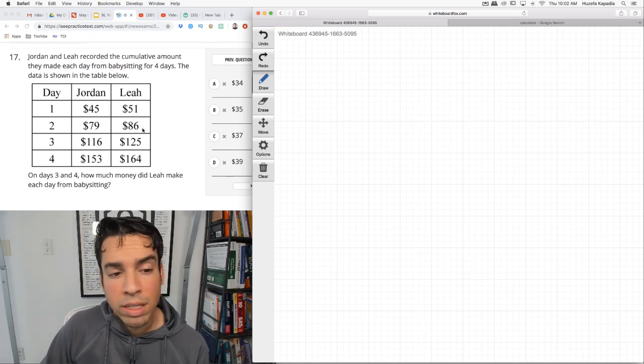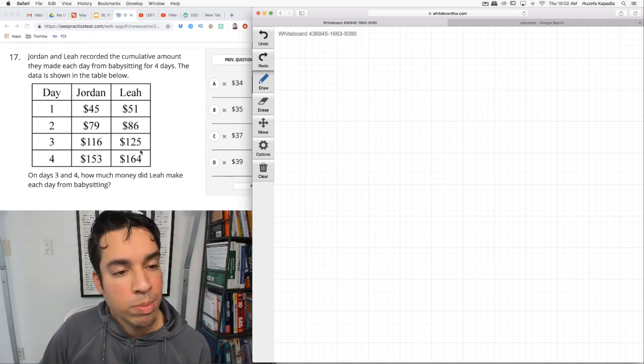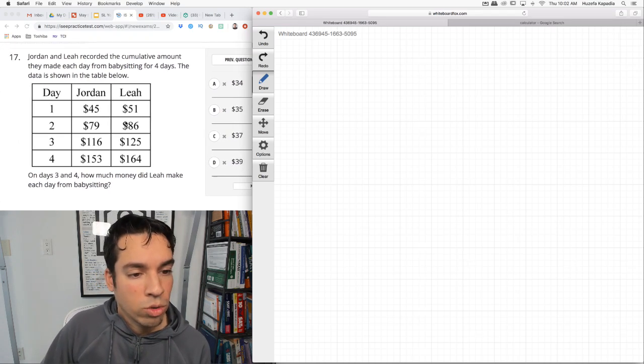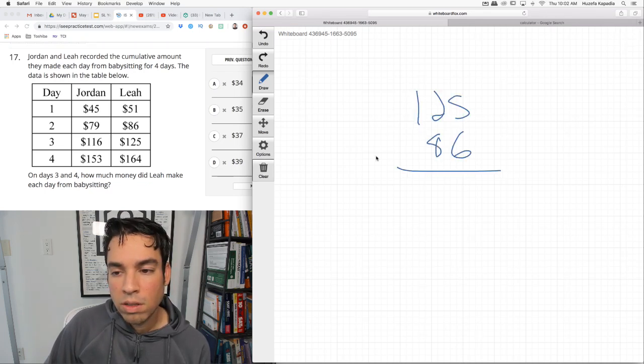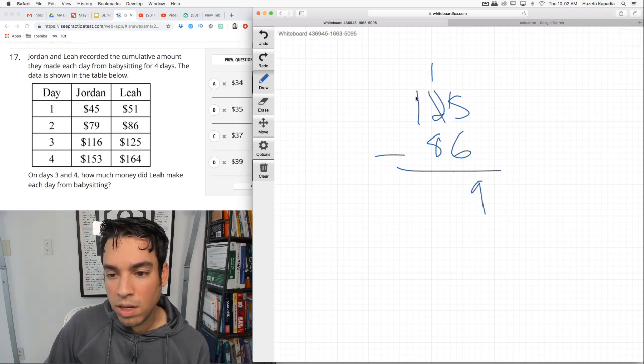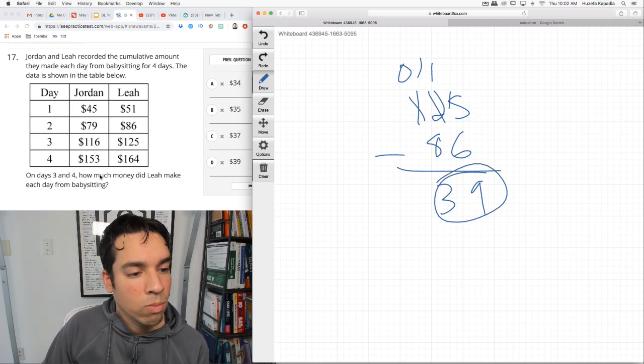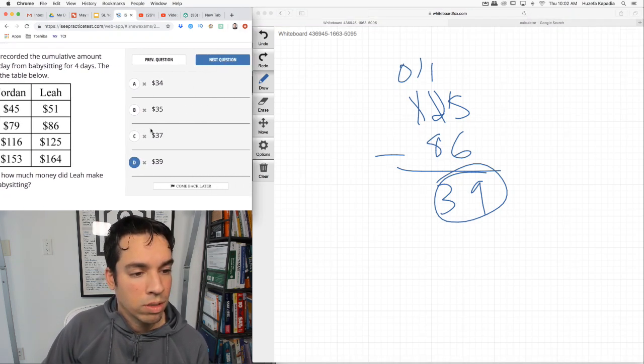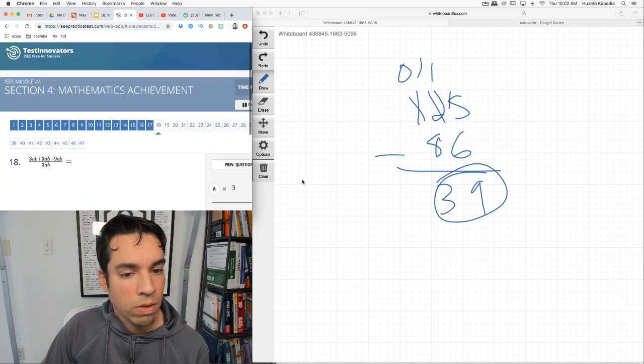So on day 3, we have to know how much she made specifically, so we have to subtract 125 minus whatever she made on day 2. Okay, 9 and 3. So she made $39. I'm not even going to worry about day 4 because it's only one value, and we assume she made the same on both, and it looks like she did, so there we go. Next.